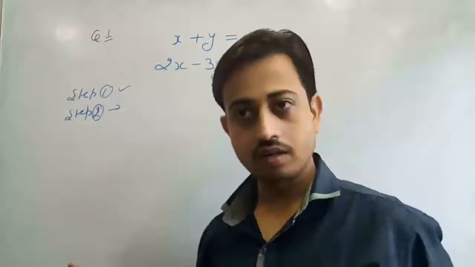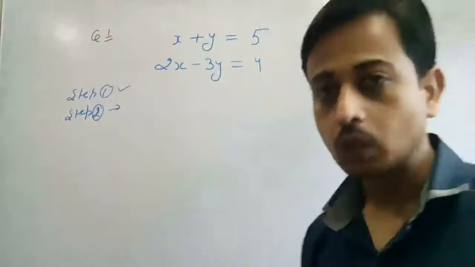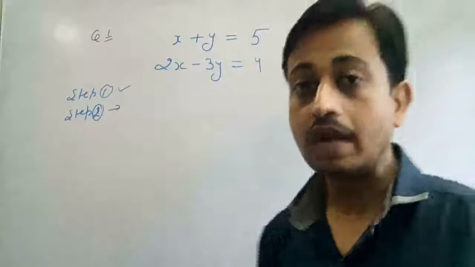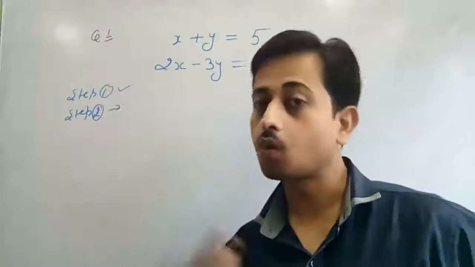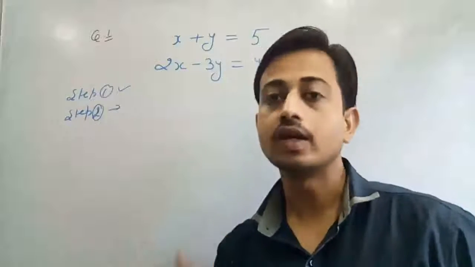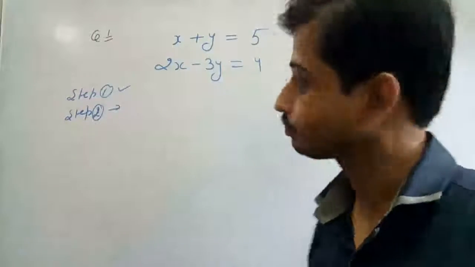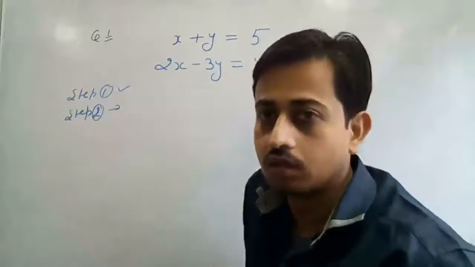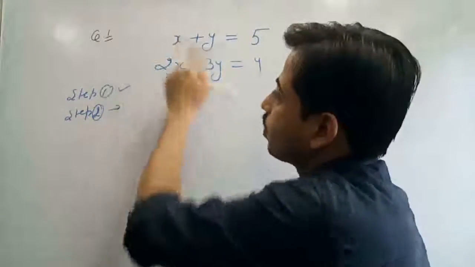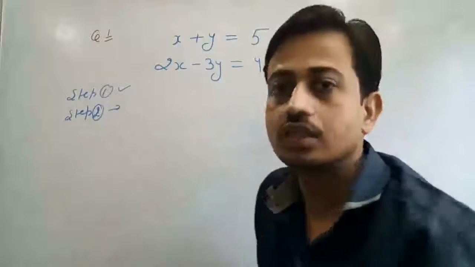We did step 1. Now we have to do step 2. Next step is what? We have to make the coefficients of either variable x or y equal. I am trying to make the coefficient of x equal. In this equation the coefficient of x is 1, but in this one the coefficient of x is 2.